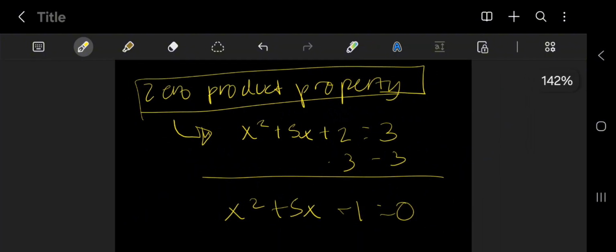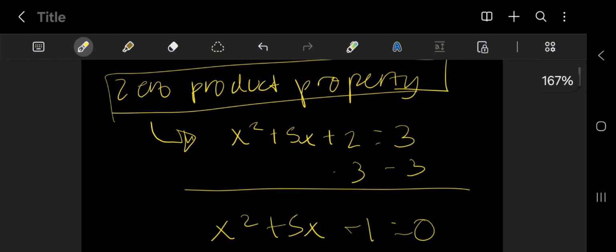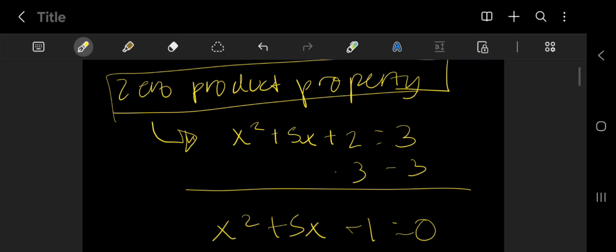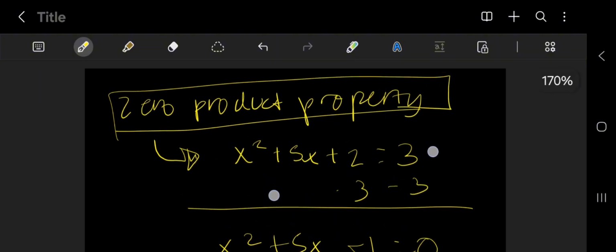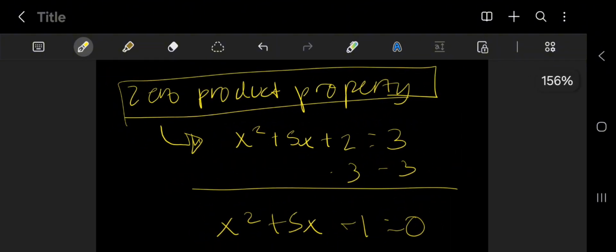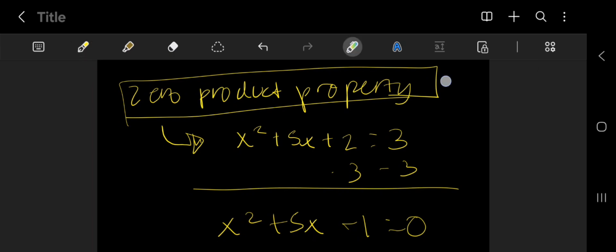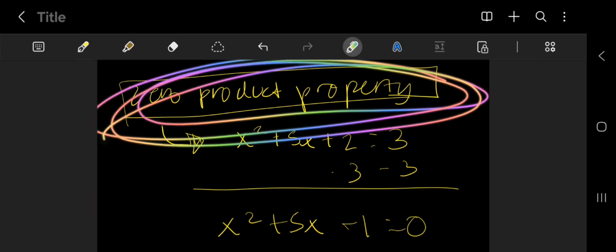So that right there is the zero product property, just like getting one side to 0. And this is a way that we can solve quadratic equations, just by setting one side to 0, aka using the zero product property.